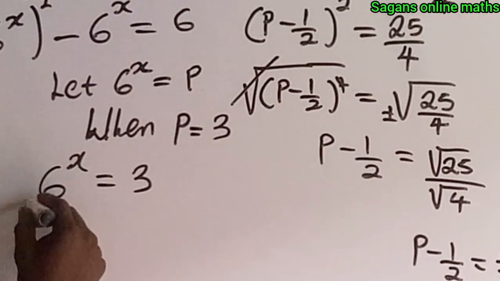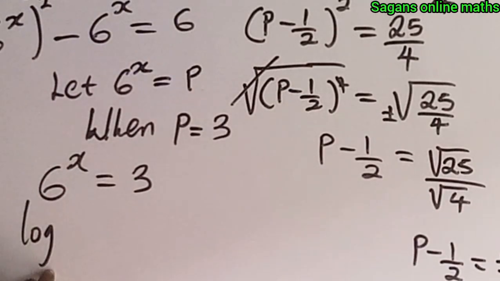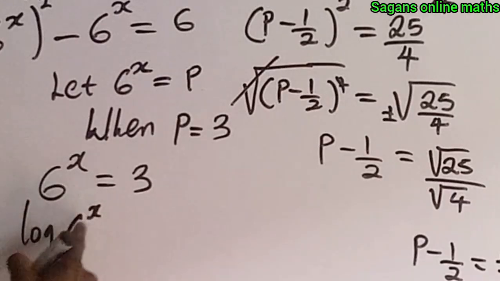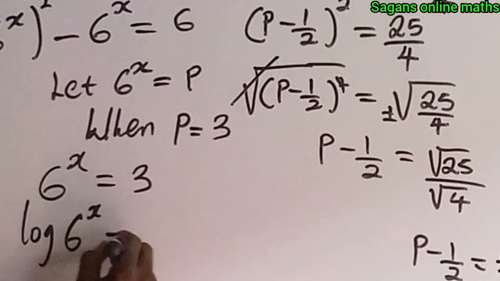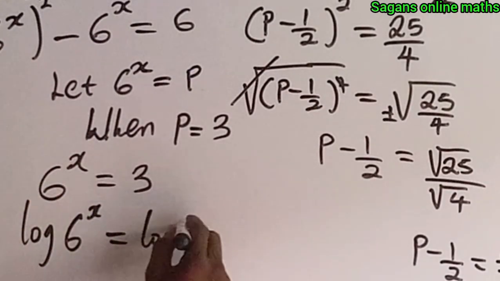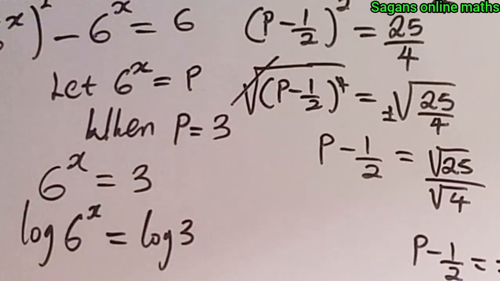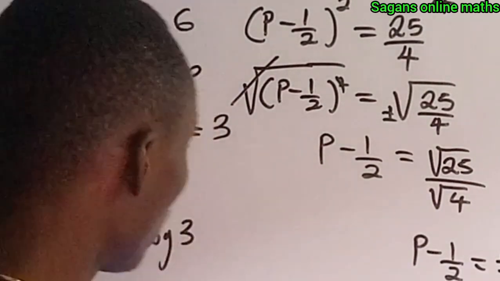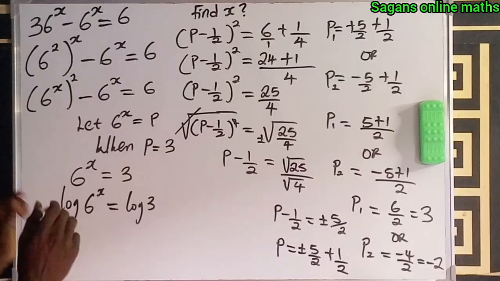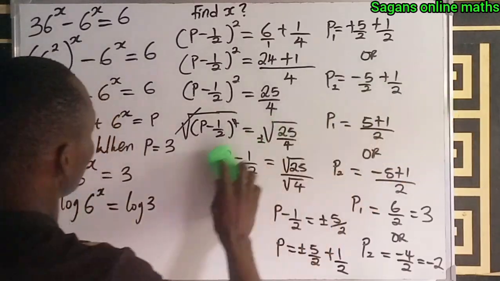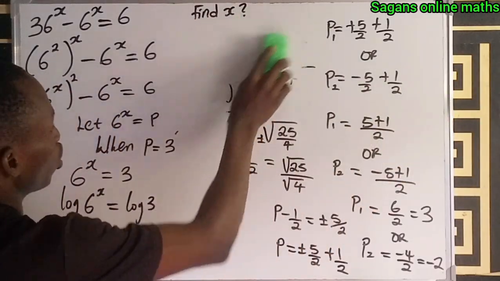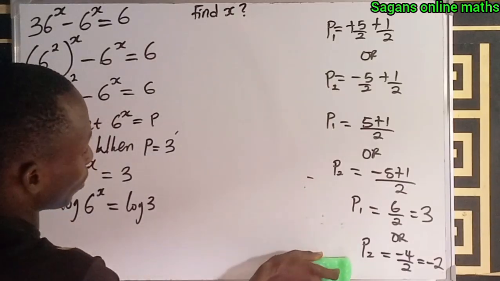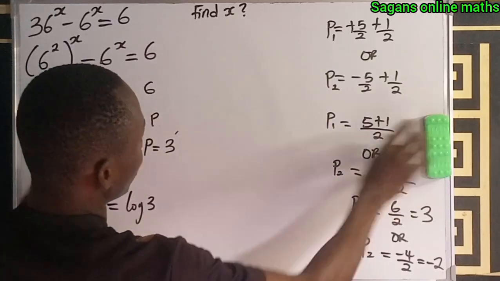Let's take the logarithm of both sides, in base 10: log of 6 to the power of x equals log 3. We are taking the log of both sides. Remember that log without a specific base is always in base 10. Now, if we obey one of the properties of logarithm, I'll state the law so you understand what I'm doing here.